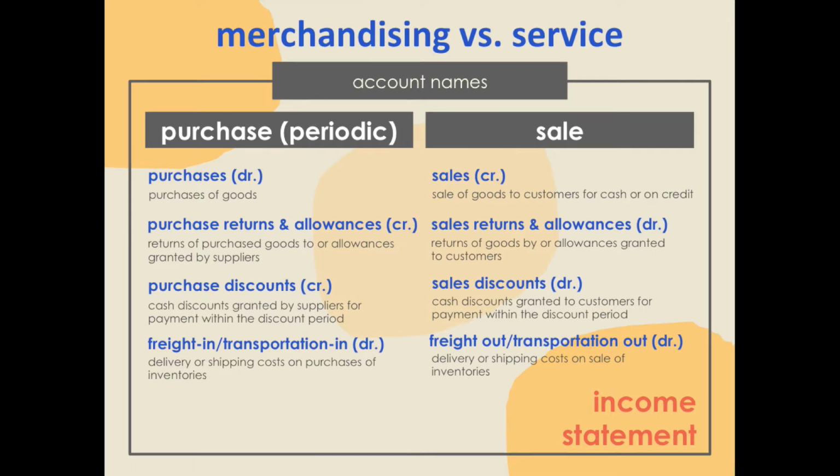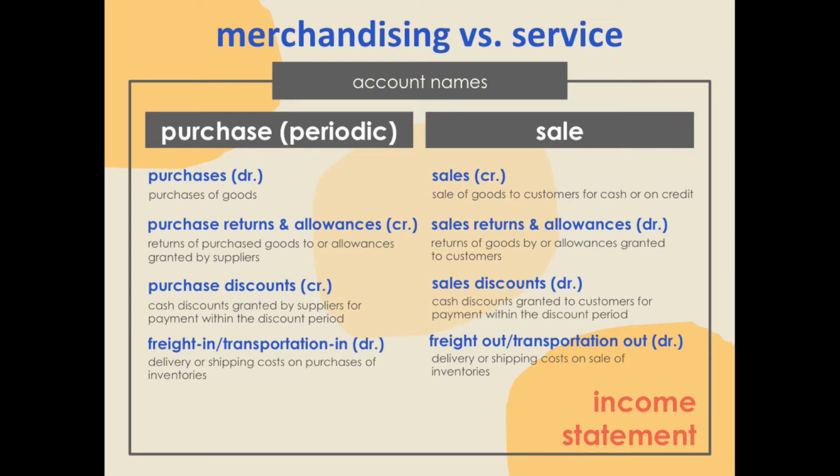Next, we have sales discounts, which is used to record the discounts granted by the company to its customers for payments made within the discount period. Again, this also has a normal debit balance because it reduces the amount of sales of the company. Last, we have freight out or transportation out, which is the counterpart of freight in. This account pertains to the delivery or shipping costs relating to goods sold to customers.